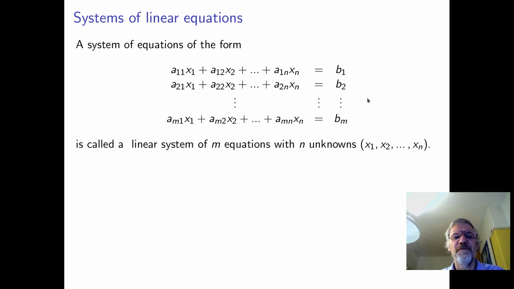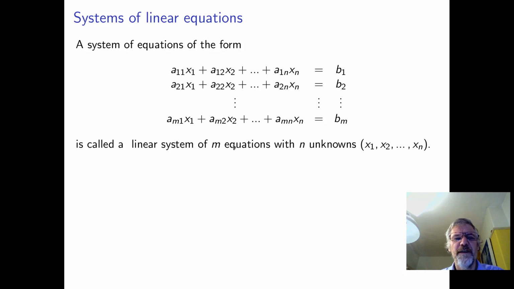So a system of linear equations in n variables, x1 up to xn, and the right-hand sides are b1 up to bm, so there are m rows, and the coefficients are a_ij: a11, a12. The first index is the row number, and the second index is the column. The columns correspond to the x's. It's a system of linear equations in n unknowns.